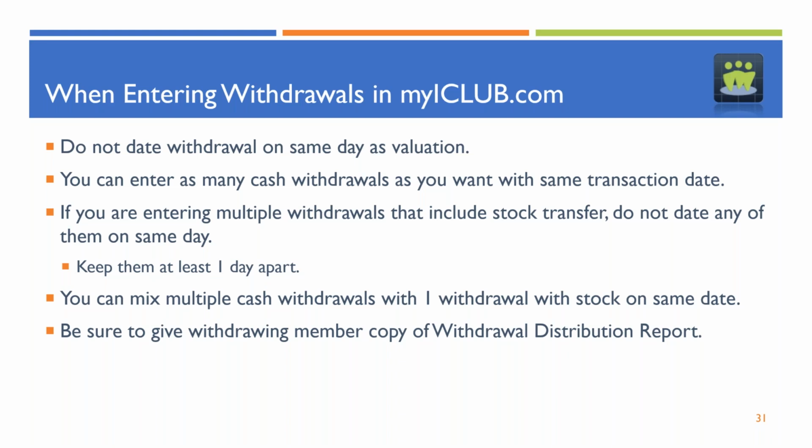And you want to be sure to give the withdrawing member a copy of their withdrawal distribution report. That's because their K1 will not have their cost basis in the shares reported to them at tax time. As a matter of fact, it won't give them their gain. It will only show the total amount received, and it might be on two lines: what was received in cash and what was received as property.